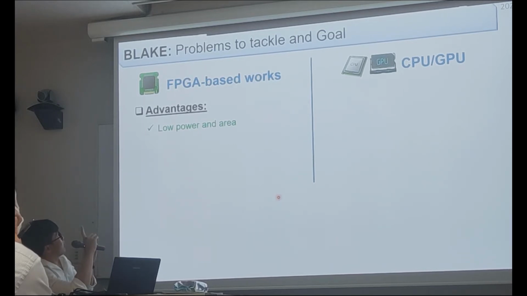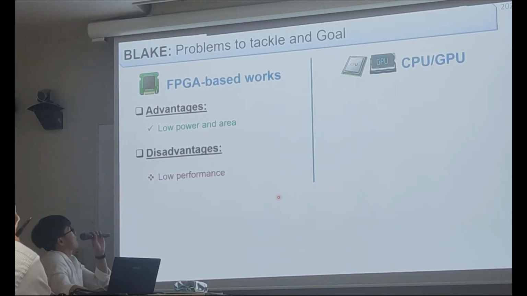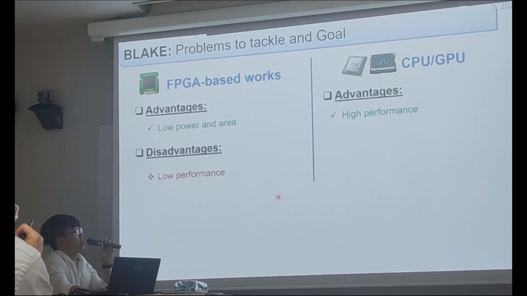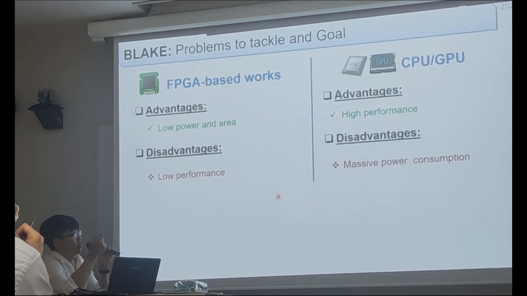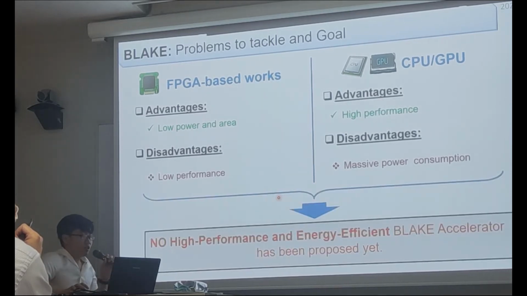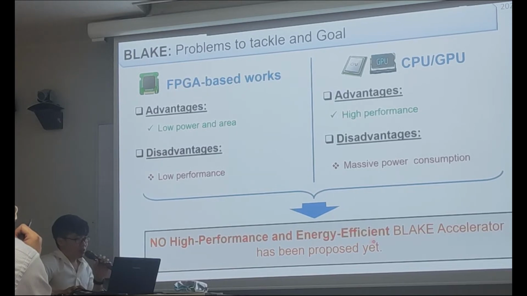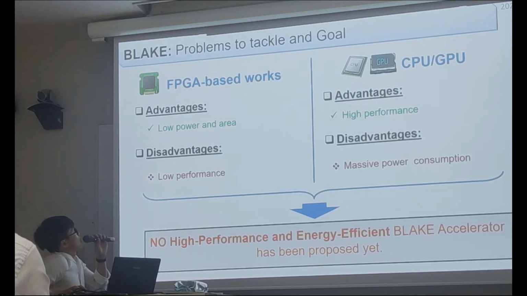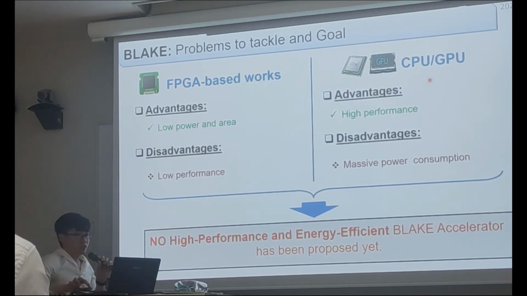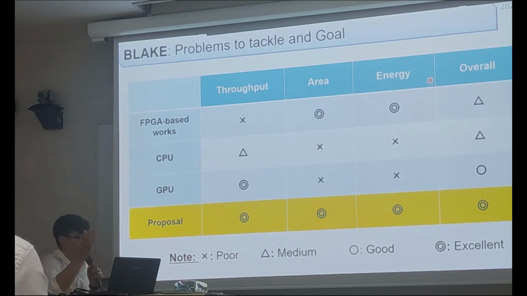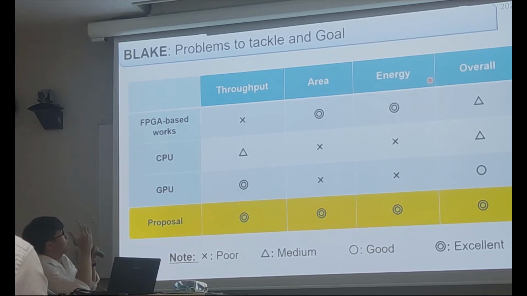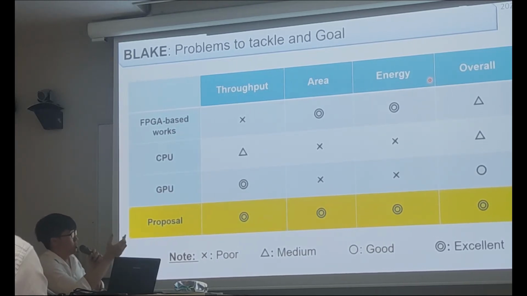In the FPGA-based work, they have some advantages like low power and area, but disadvantages like low performance. And in CPU or GPU, we also know that they have high performance, but they trade off massive power consumption. As you can see here, no high performance and energy efficient BLAKE accelerator has been proposed. Such an accelerator can combine the advantages of the 2 groups. This is the reason that in this thesis we propose the second accelerator, which achieves high throughput and also energy efficiency.